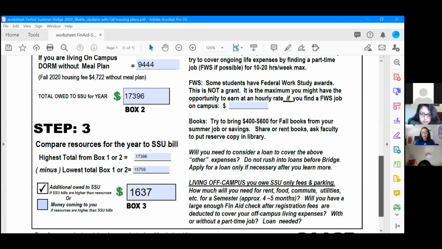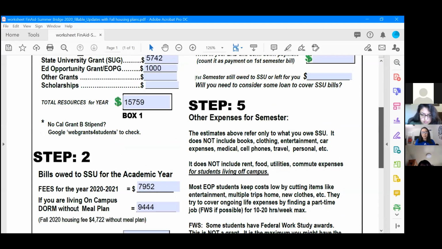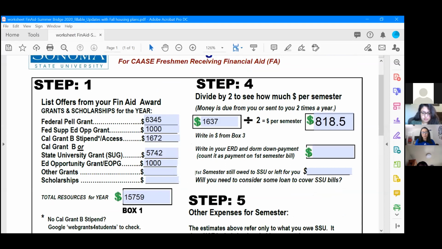And so we're going to split that. I'll walk over here to step 4. We're going to split that between 2 semesters, since this again is the full academic year, right? So what I know is 1637 divided by 2 semesters, I'll pay $818.50 per semester, okay?